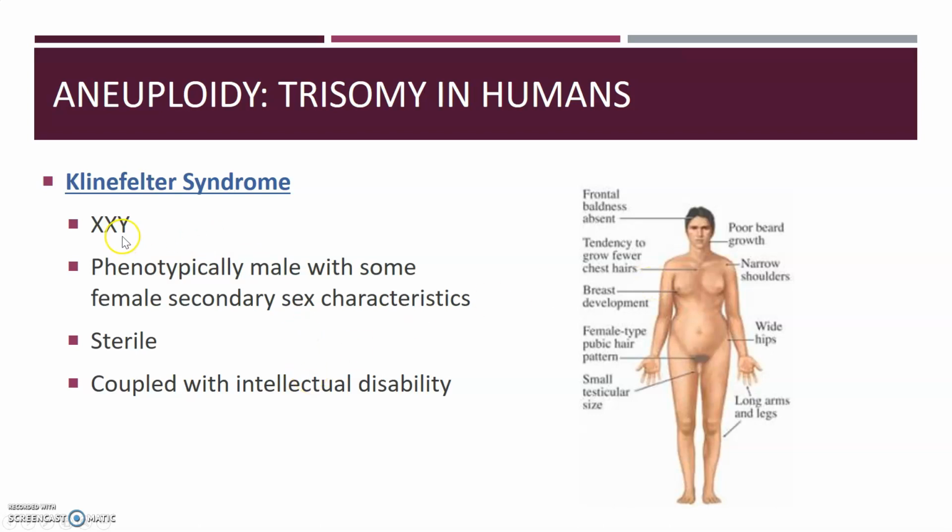And so people with Klinefelter are sterile, and Klinefelter is usually coupled with an intellectual disability as well. Some people with Klinefelter can have issues with motor skills and other types of locomotion. There is a large association of this intellectual disability with reading issues, and delays in speech and language development.